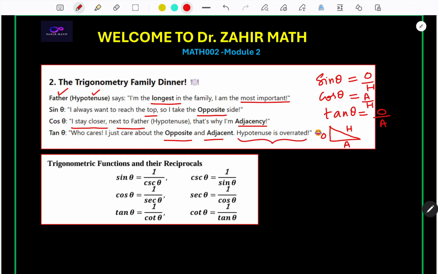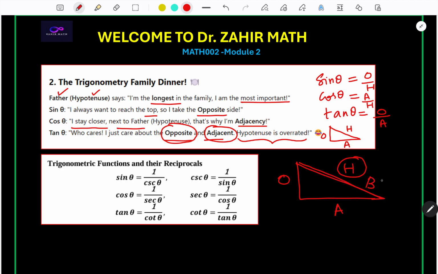Hypotenuse is overrated. I don't care about your father, I don't care about my brother. So I just take care of what? Opposite and adjacent. In this way also you can remember. Just remember, this is your hypotenuse, this is your opposite, and this is your adjacent. The father is the longest, the head of the family, so he takes the longest side, the bigger one.